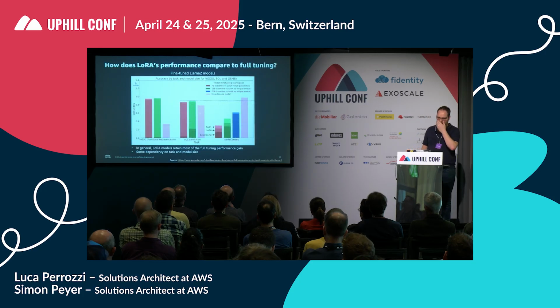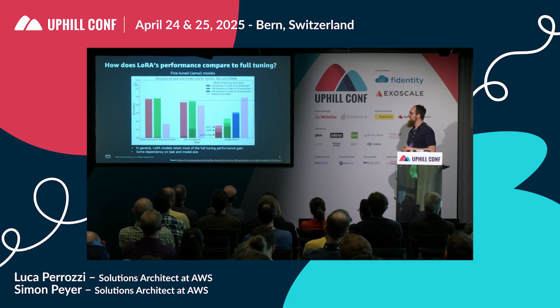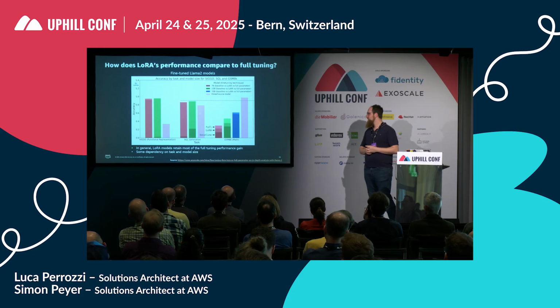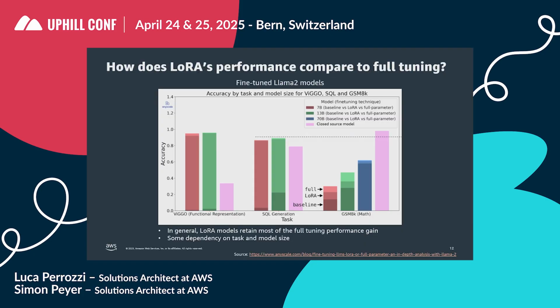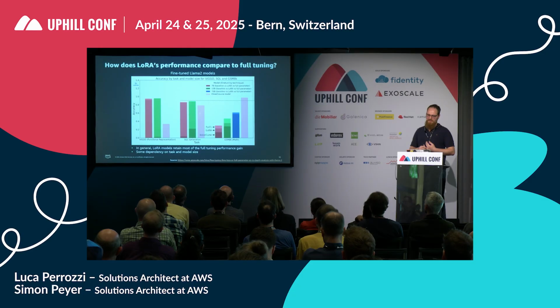Performance-wise, there were many tests done, and I just took here one test, which was done by Anyscale. And we see that we have the different bars, and for example, the darkest one is the baseline, then we have LoRA, and then we have the full fine-tuning. And we see that for many tasks, the difference is not that big between a full fine-tuning and the low-rank adaptation fine-tuning. But in terms of cost, it's really less expensive.